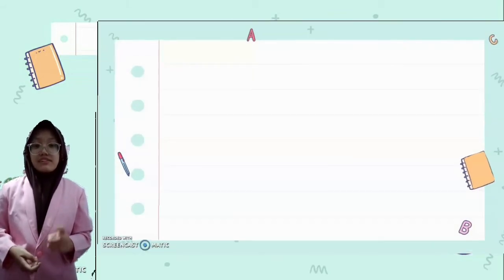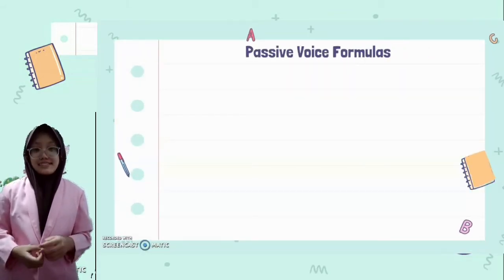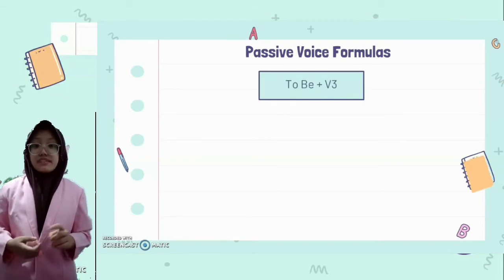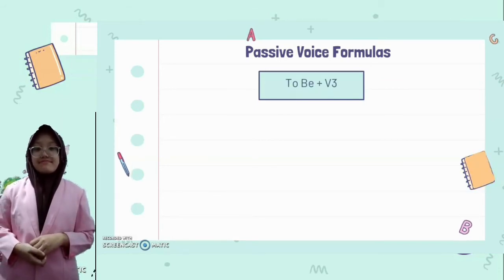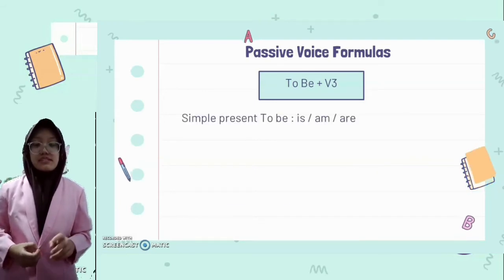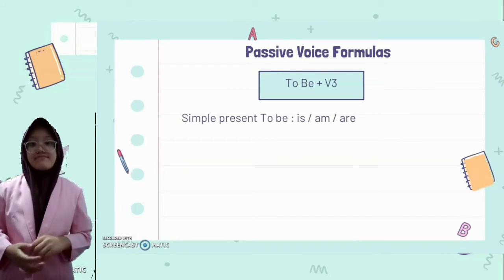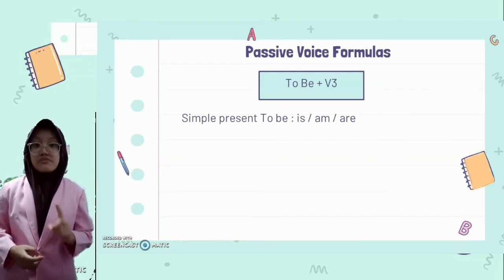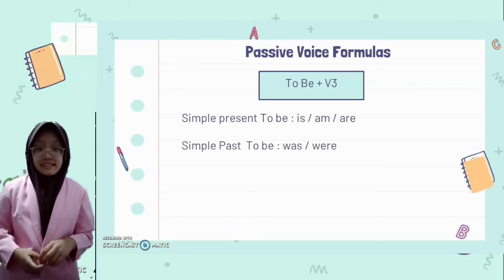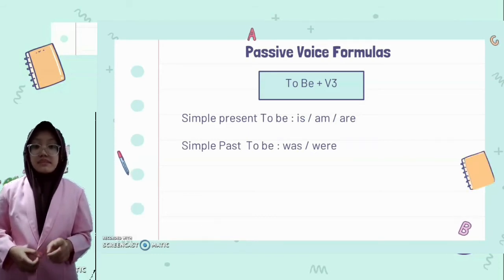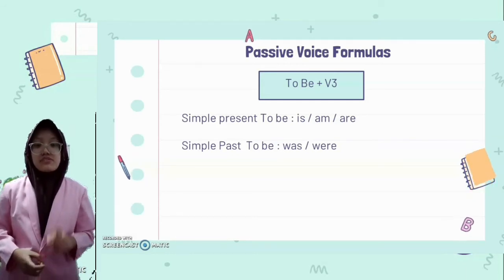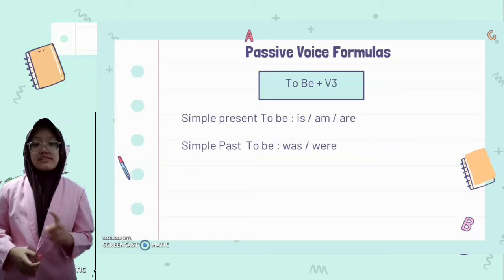Okay, now we're going to passive voice formulas. The main formula for passive voice is to be plus verb 3. An explanation of to be: in simple present, to be used is is, am, are. Remember, to be will be given only to passive voice, while in simple past tense, to be used is was and were. Remember, to be will be given only to passive voice.